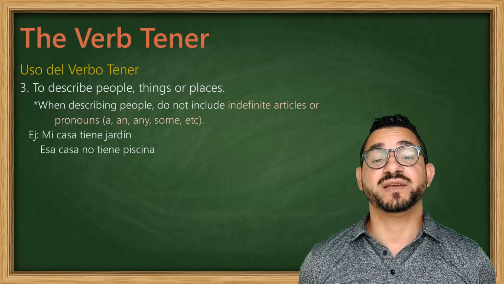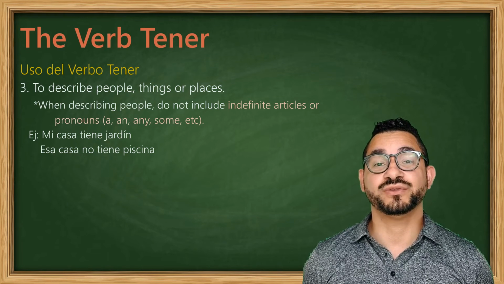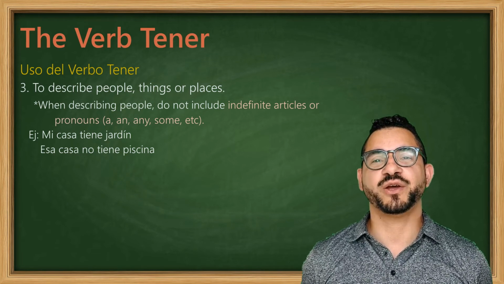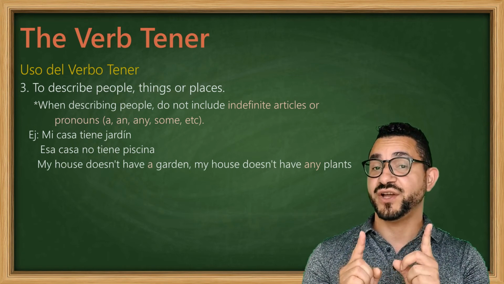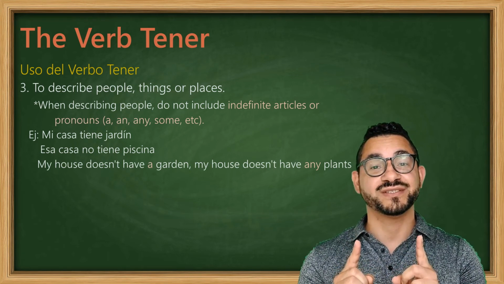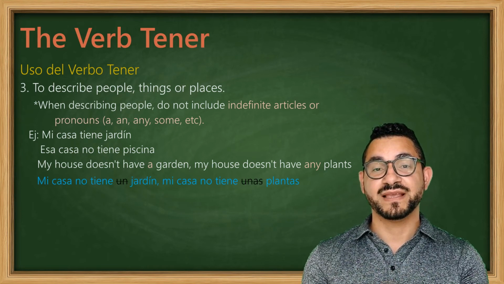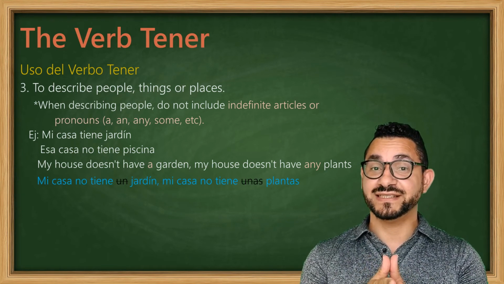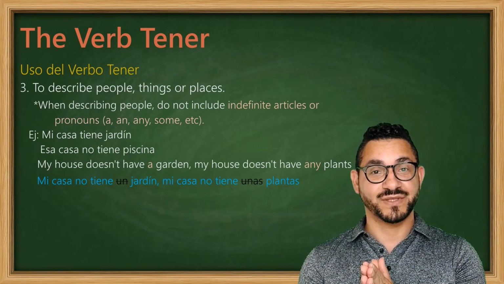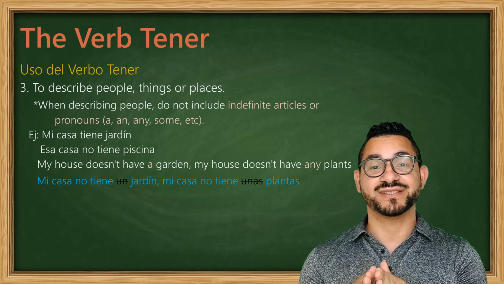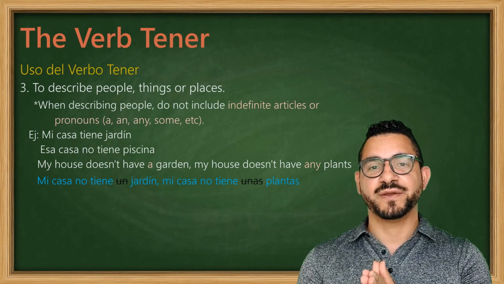So now let me give you examples of sentences that have plural and also uncountable nouns. And let's compare these two sentences. My house doesn't have a garden. My house doesn't have any plants. In Spanish, we would say, mi casa no tiene jardín. Mi casa no tiene plantas. Okay? So we say, my house doesn't have plants. We don't use the word any in the sentence in Spanish.